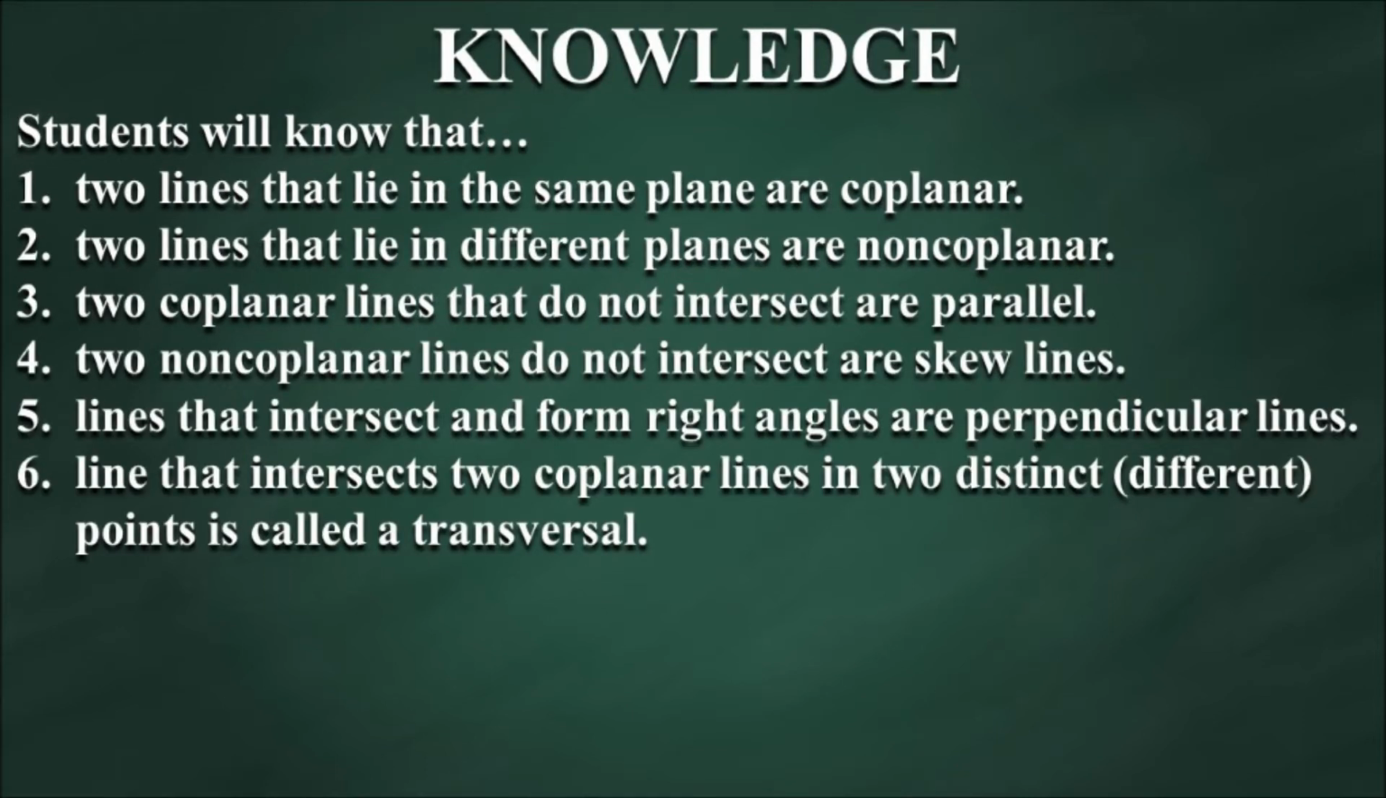Knowledge. Students will know that two lines that lie in the same plane are coplanar. Students will know that two lines that lie in different planes are non-coplanar. Students will know that two coplanar lines that do not intersect are parallel. Students will know that two non-coplanar lines that do not intersect are skew lines. Students will know that lines that intersect and form right angles are perpendicular lines. Students will know that a line that intersects two coplanar lines in two distinct or different points is called a transversal.